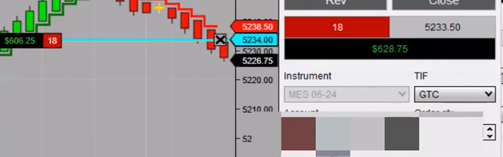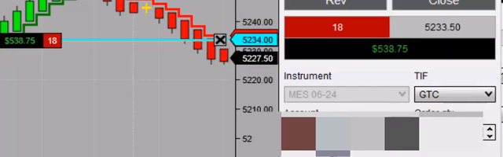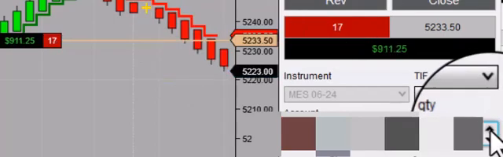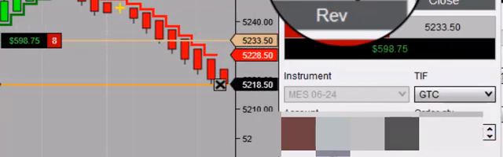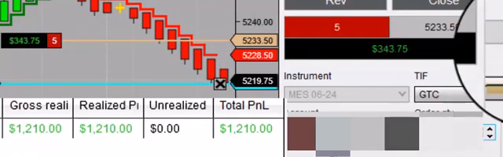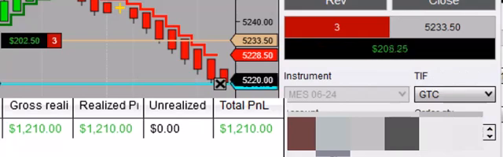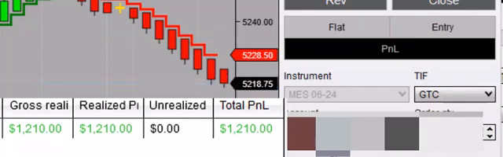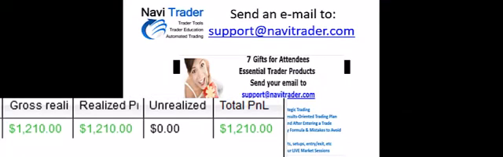Alright, so here we're starting to begin to scale out of the position here in just a second. Alright, so there we've scaled out of that position.